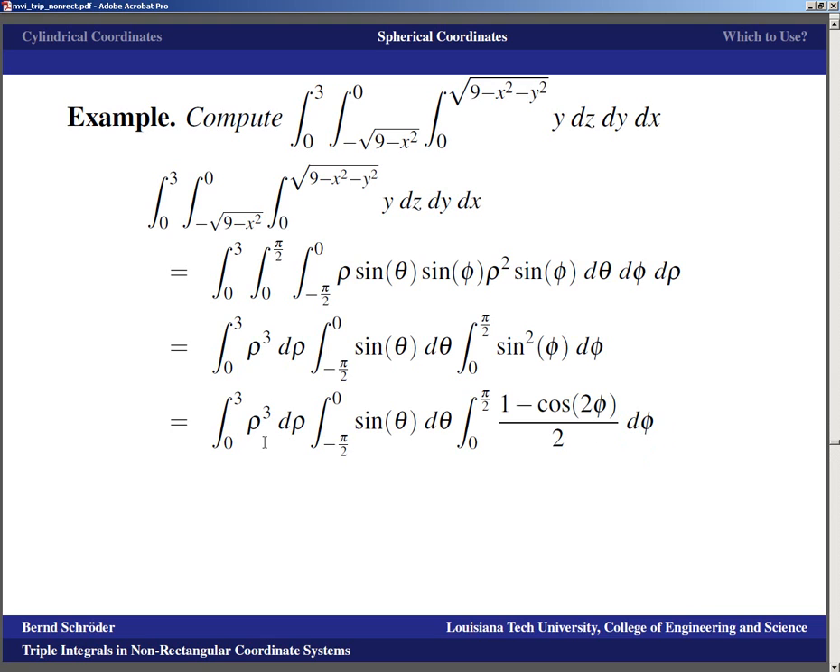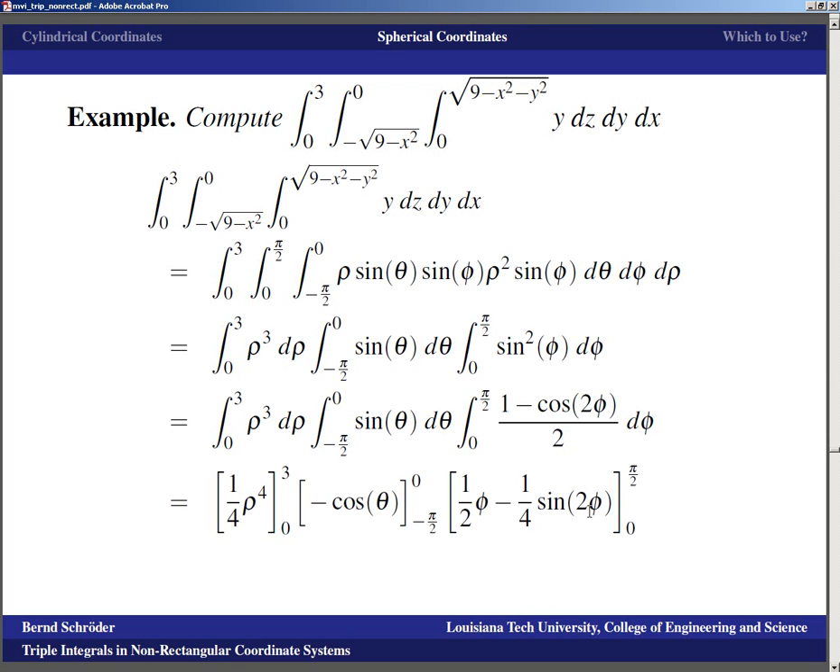Right now, we're just going to crack the integral. And that gives us, well, the antiderivative of rho cubed is 1/4 rho to the 4th. The antiderivative of sine theta is negative cosine theta. And the antiderivative of 1/2 minus cosine 2 phi over 2 would be 1/2 phi minus sine 2 phi over 4, so 1/4 sine 2 phi, right, from 0 to pi over 2. And when we work that out, well, 3 to the 4th is 81, so 81 over 4 minus 0. Then we have negative 1 minus 0, so that would be times negative 1.